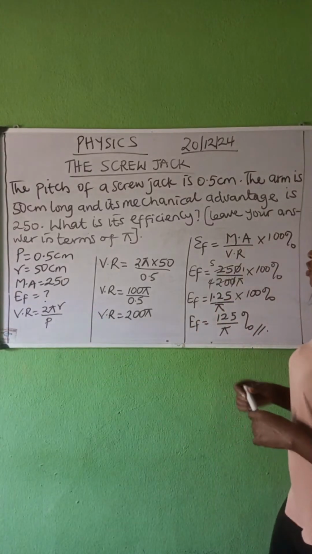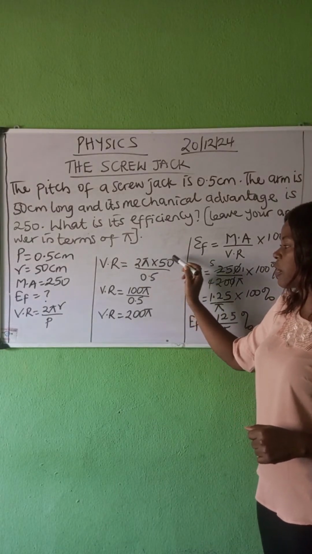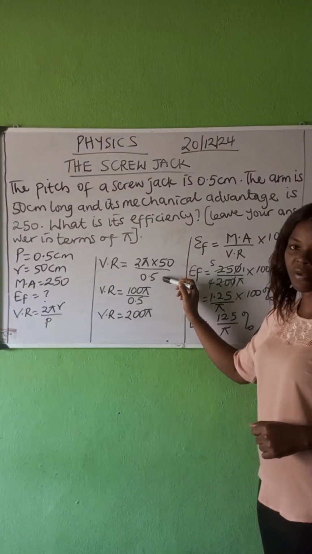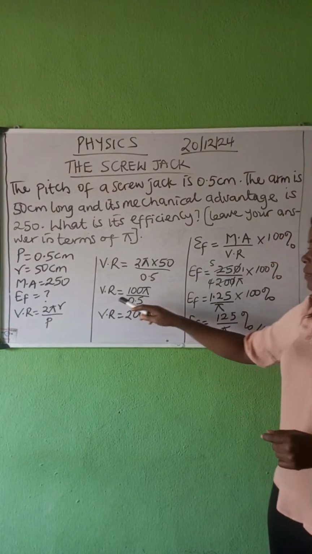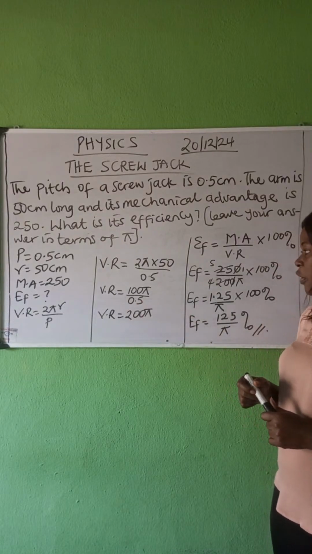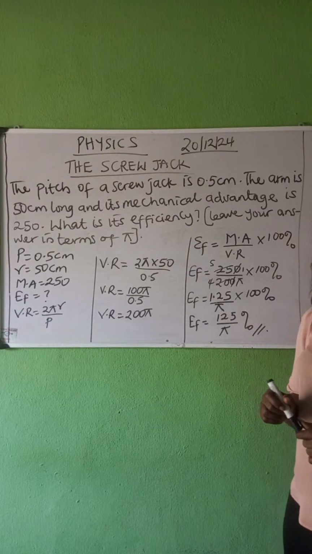All right. So we substitute into what we have. VR is equal to 2 pi multiplied by 50 divided by 0.5. Is that clear? All right. So by the time we divide it, we are going to have what? 200 pi because we're leaving our answer in terms of pi.